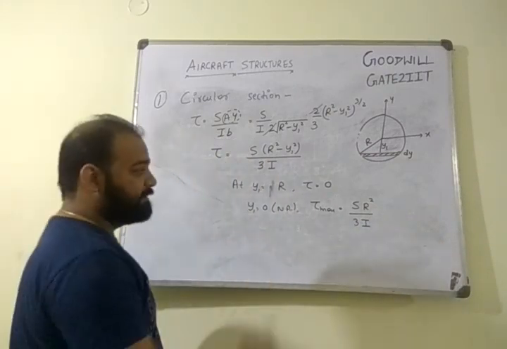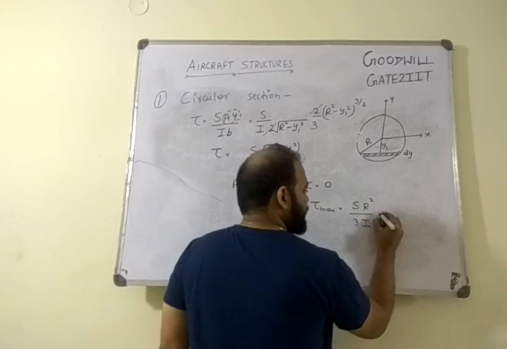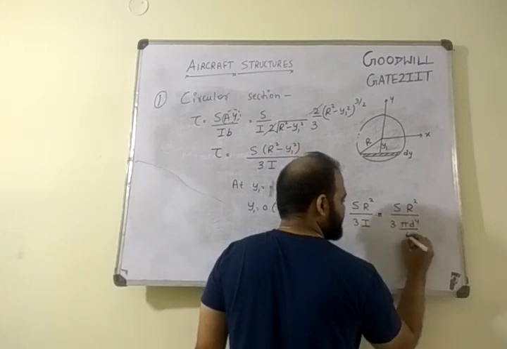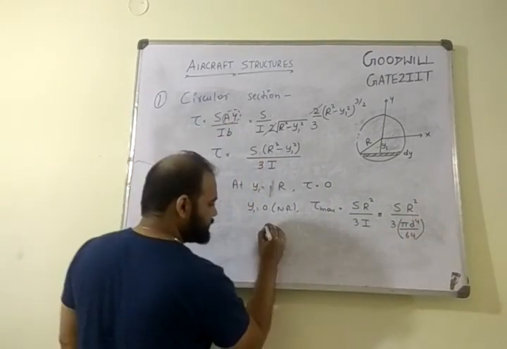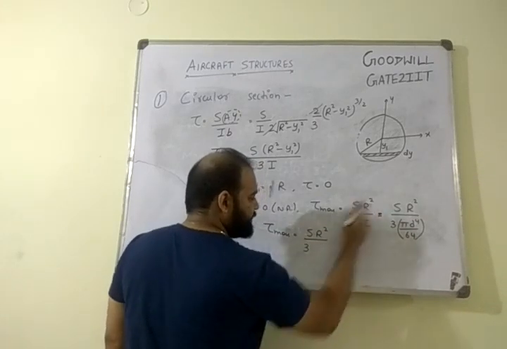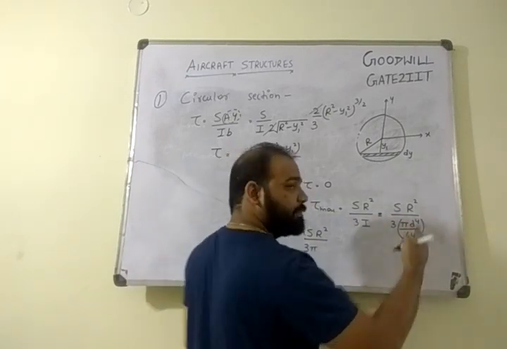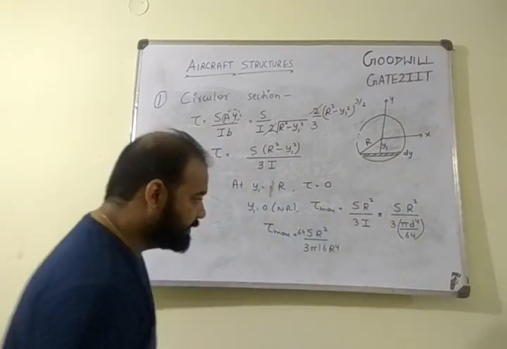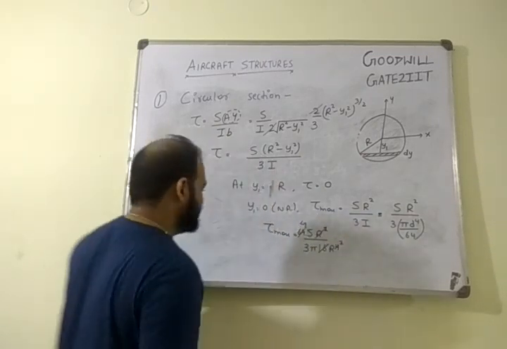Alright, now I'll substitute the I value. We know for a solid circular section, the I value is pi d to the power 4 by 64. Let's substitute this value. I want your help in this, guys. S r square divided by 3 pi d4 by 64. Now what you need to do is write this d as 2r and then raise power 4 to it. So tau max is equal to S r square divided by 3. I'm sending this 64 to the numerator and keeping this pi as it is. Now d can be written as 2r, and when you raise power 4 to it, it becomes 16 r to the power 4. Correct, right? I hope I'm correct. Now this 16 and this 64 got cancelled out. This r square and this r square got cancelled out. And what do we end up with?